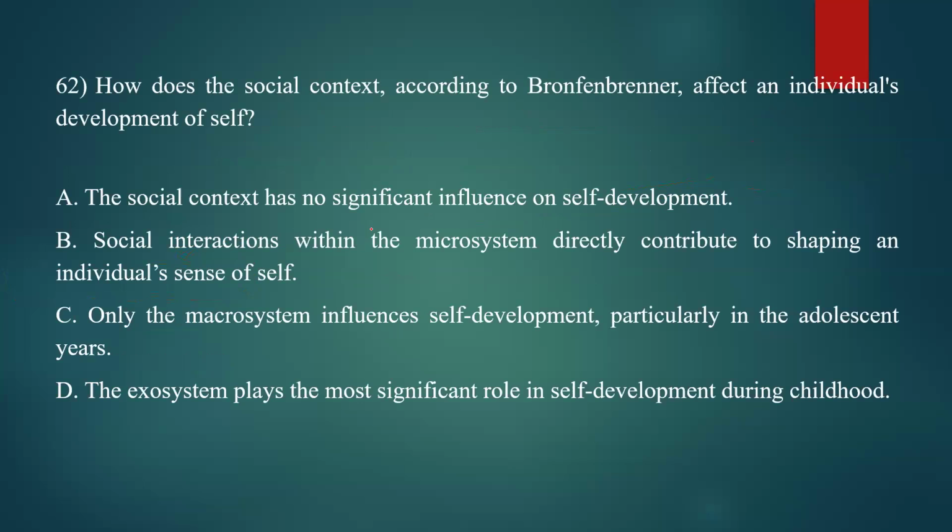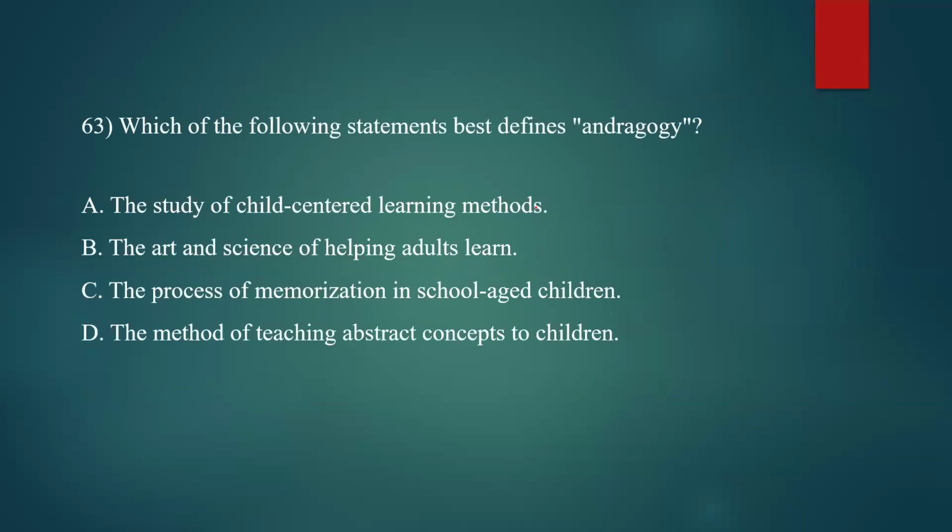How does the social context affect an individual's development of self? That's a good one. Option B: social interaction within the microsystem directly contributes to shaping an individual's sense of self. Of course, that's correct, because the microsystem is related with family and school, which have a proper influence on individuals in developing their own sense of selfness. 63.